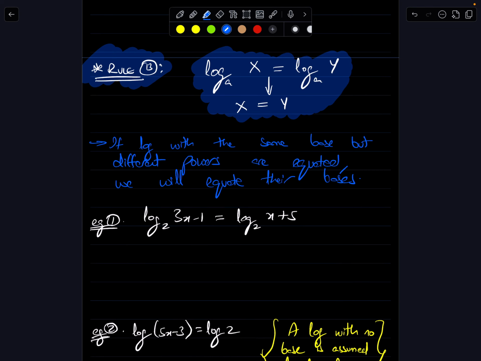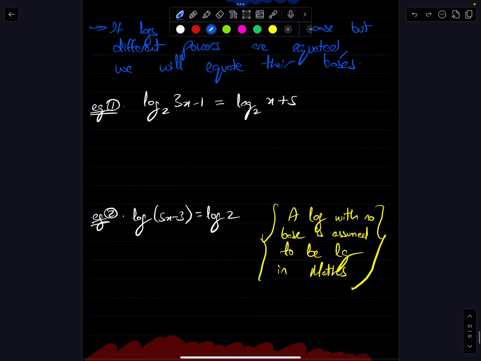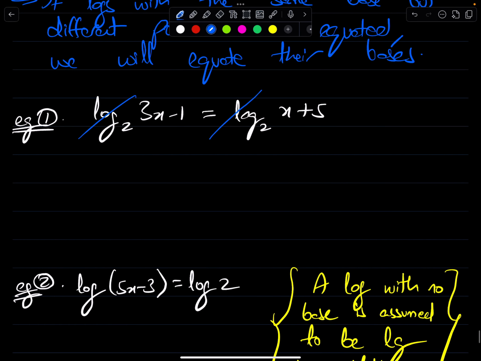Then rule number 13: if logs with the same base but different powers are equated, we will, in other words, cancel the log with their bases and equate the powers. Thus, for example, in this case, log base 2 will cancel out from both sides. We'll get this. Simplifying this would give me this, and x turns out to be 3.